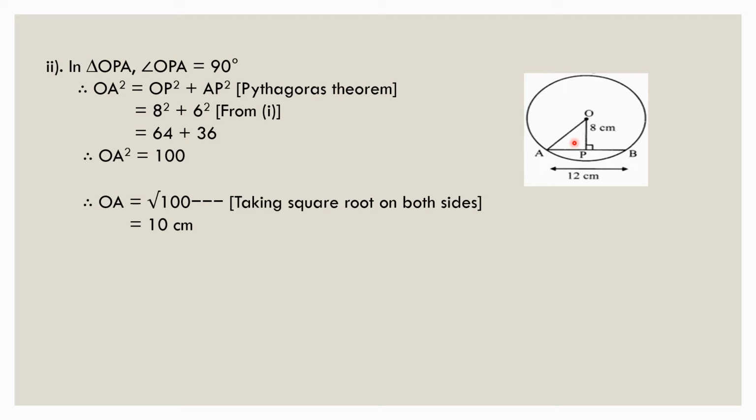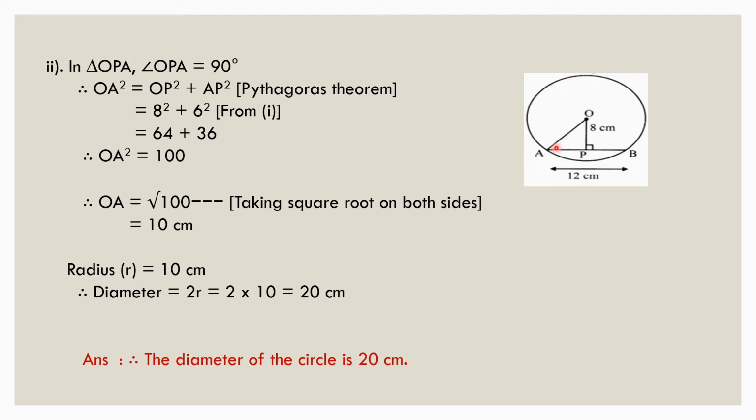In this figure, OA is the radius of the circle. Therefore, radius R is equal to 10 centimeter and the diameter of a circle is equal to 2 into radius, that is 2R, that is equal to 2 into 10, that is equal to 20 centimeter. Therefore, the diameter of the circle is 20 centimeter.